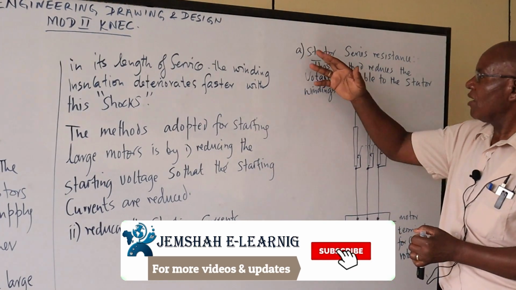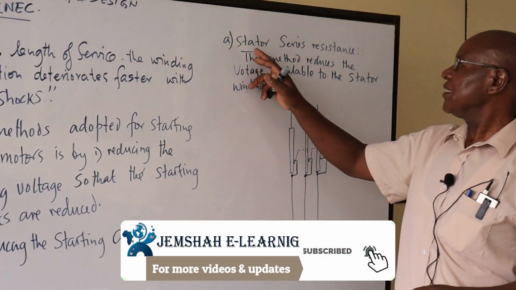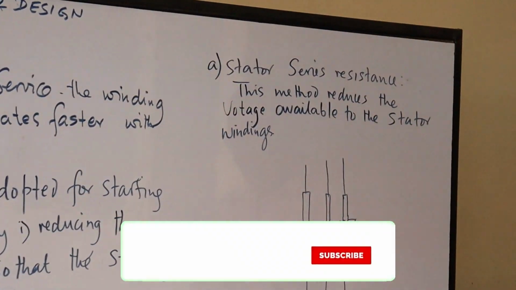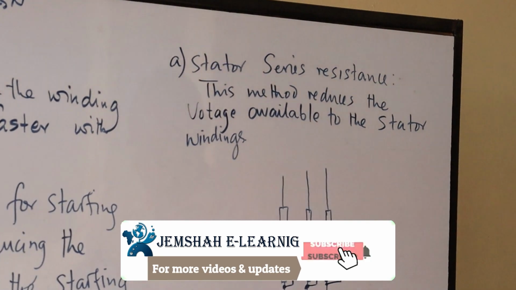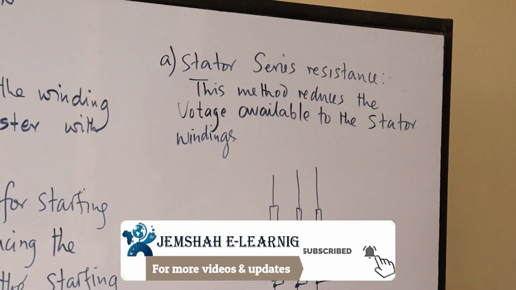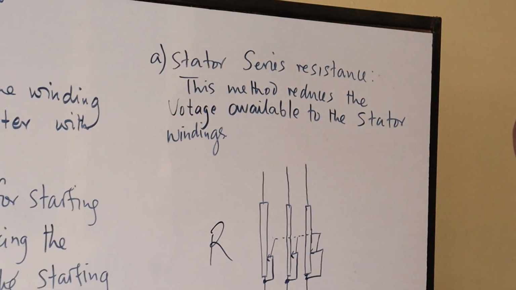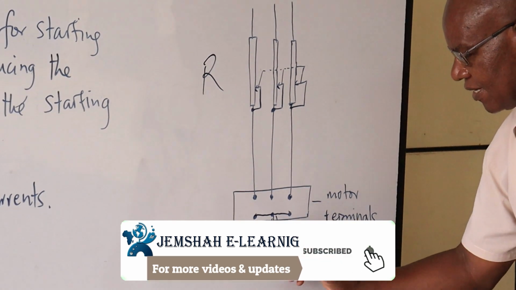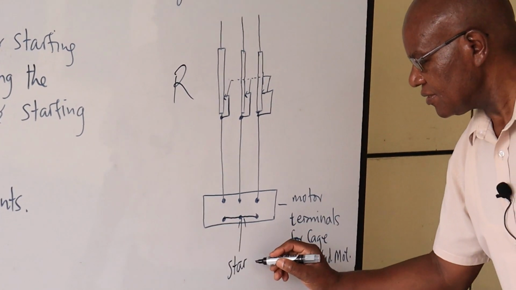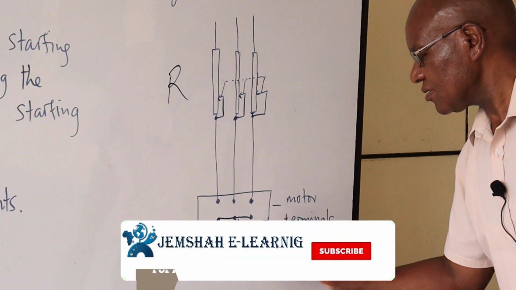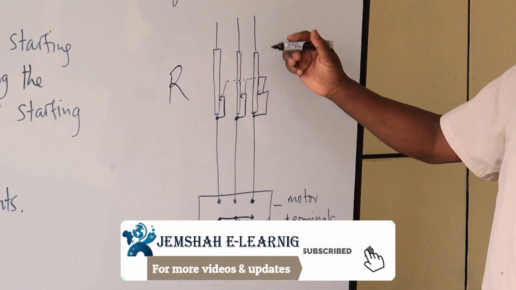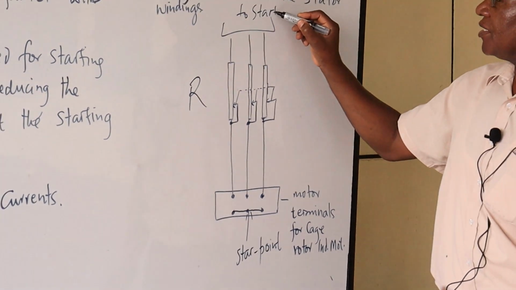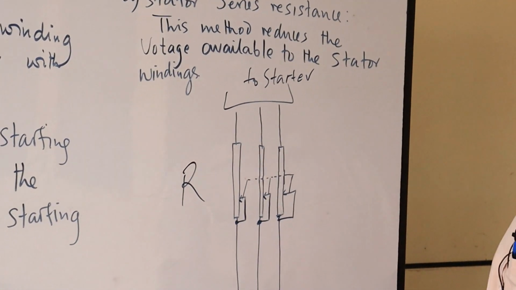Now, one of the methods is what we call the stator series resistance. In this one, we connect some resistance in series with our stator windings. Remember, we are still on the cage rotor induction motor. These are my terminals. We have got our star point there. The windings are connected in star connection. Then these resistors are connected in series with the stator windings.